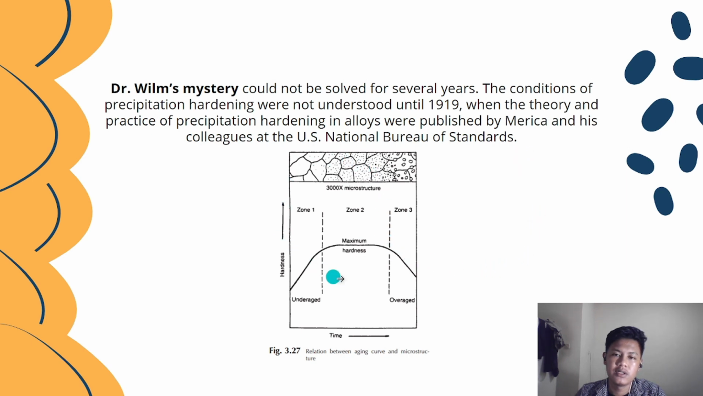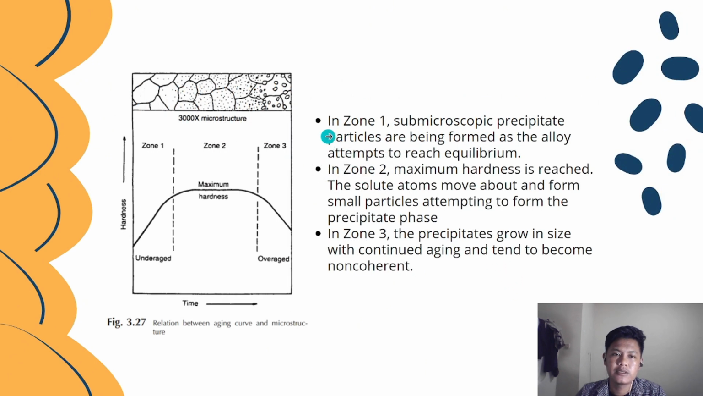So this is the picture of precipitation hardening. We have zone 1, zone 2, and zone 3 here. In zone 1, submicroscopic precipitate particles are being formed as the alloy attempts to reach equilibrium. In zone 2, maximum hardness is reached. The solute atoms move about and form small particles attempting to form the precipitate. And the last is zone 3. In zone 3, the precipitates grow in size with continued aging and tend to become non-coherent.